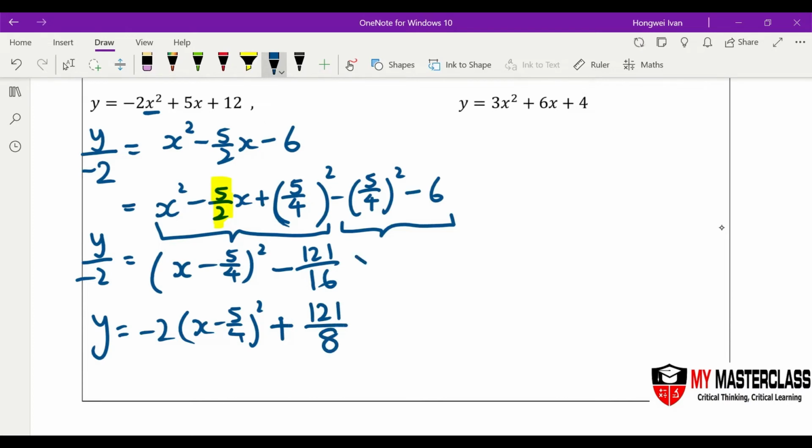How do I know it's over 8? Because I multiply by negative 2, right? Cancel the 16 and the 2, you get 8. Then it's plus. If not, you can just use calculator and do the 1 to 1. Like here, I multiply by negative 2, this one cancel, this one becomes 8. That's how I get my answer so quickly. If not, you just use your calculator, it's also okay.